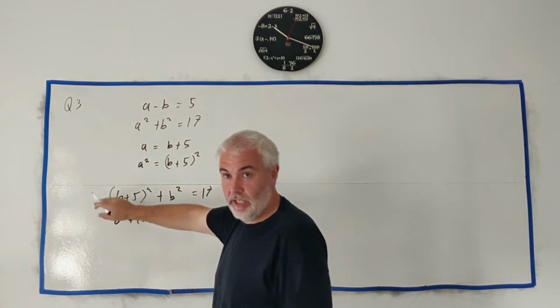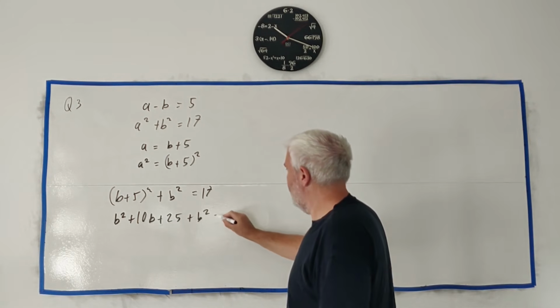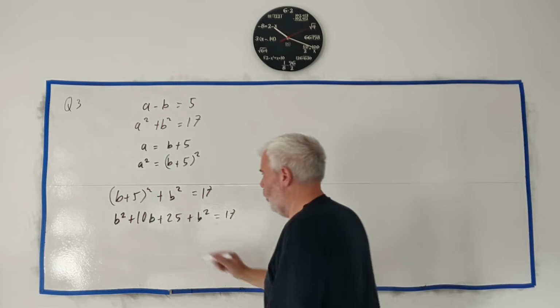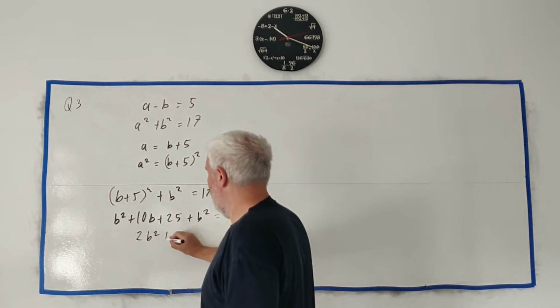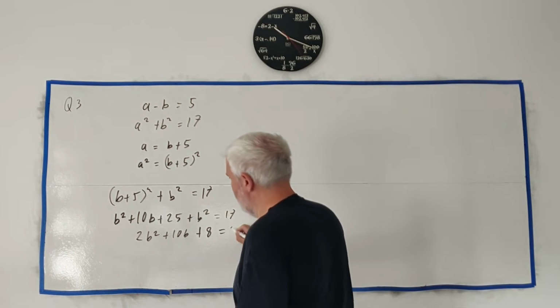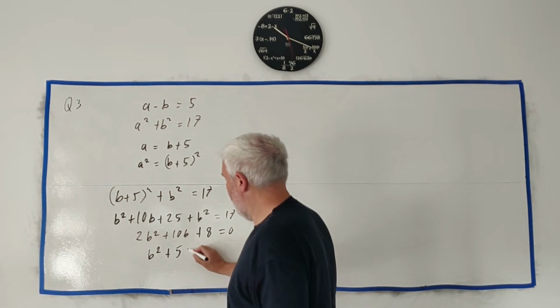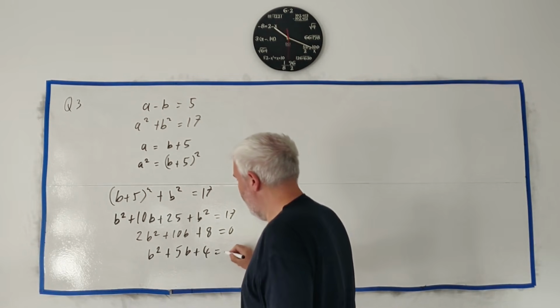That's 5 times B and B times 5, plus 25, plus B squared is equal to 70. Let's clean it all up. We get 2B squared plus 10B plus 8 is equal to 0. Oh, we can clean that more. Divide everything by 2: B squared plus 5B plus 4 is equal to 0.